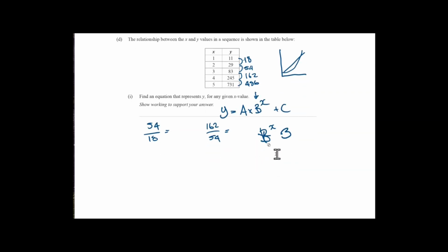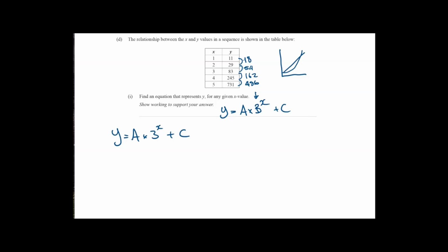So from here, it's really just a matter of algebra. We know this 3, and we're going to put these in, and we're going to find the values of a and c. And I'm just going to clear this off a bit. All right, so it's going to be in this form: y equals a times 3 to the power of x plus c. And we need to know what a and c are.